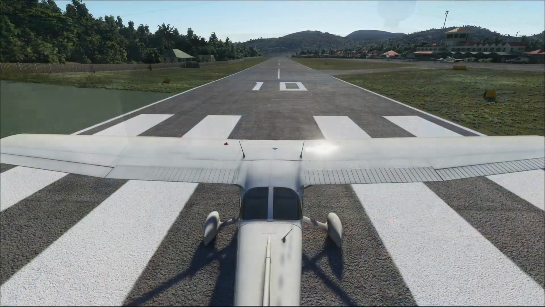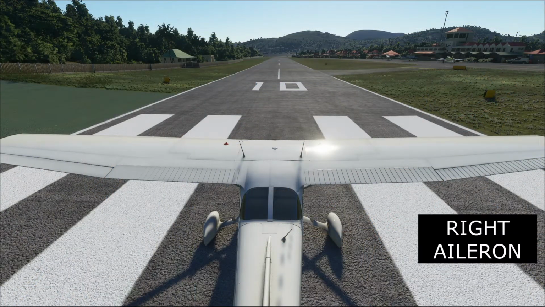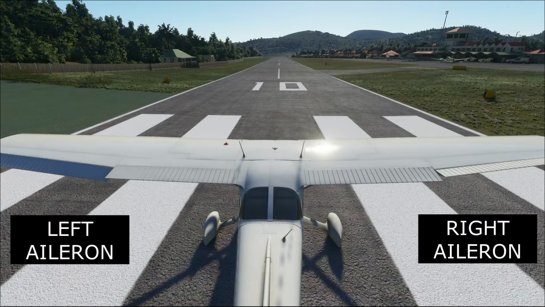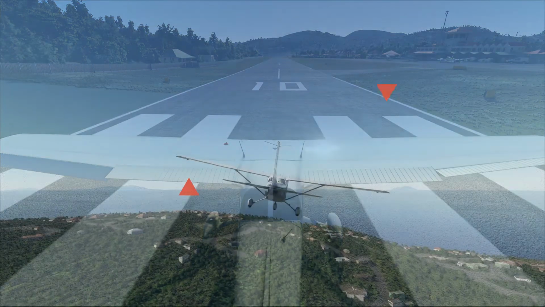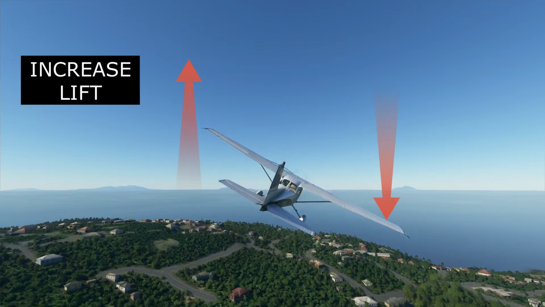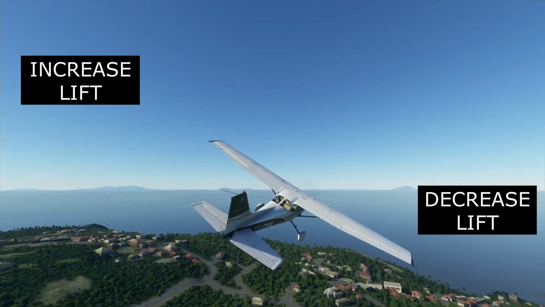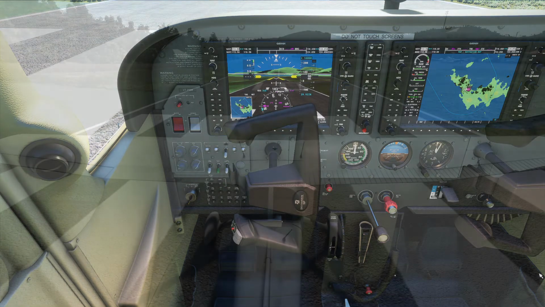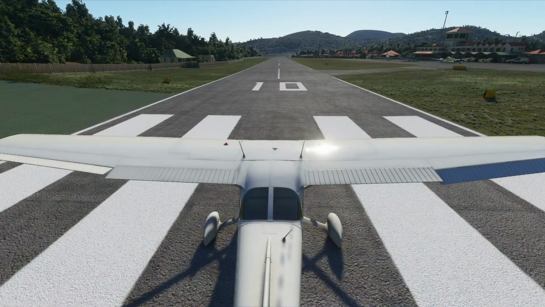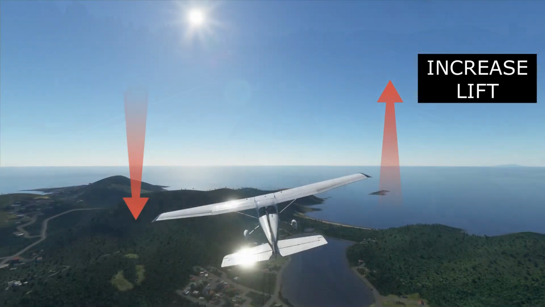Moving the control wheel to the right causes the right aileron to deflect upward and the left aileron to deflect downward. The upward deflection of the right aileron decreases the camber, resulting in decreased lift on the right wing. The corresponding downward deflection of the left aileron increases the camber, resulting in increased lift on the left wing. Thus, the increased lift on the left wing and the decreased lift on the right wing cause the airplane to roll to the right. And when the control wheel is moved left, it causes the left aileron to deflect upward and the right aileron to deflect downward, which increases the lift on the right wing and the aircraft rolls to the left.